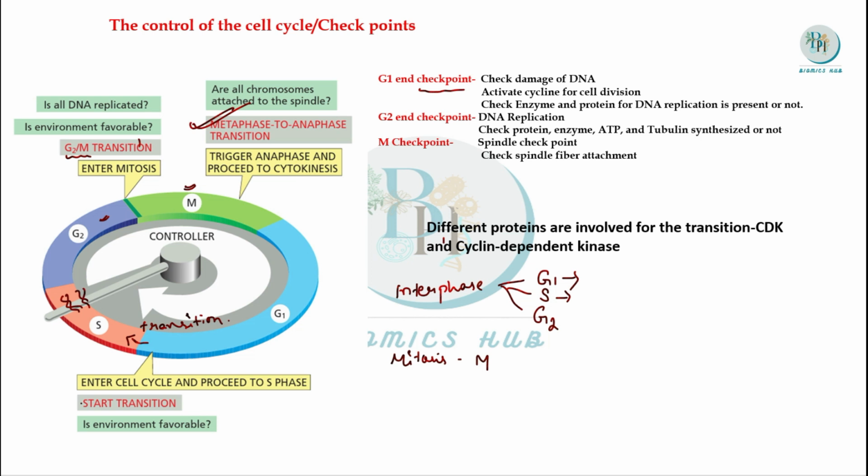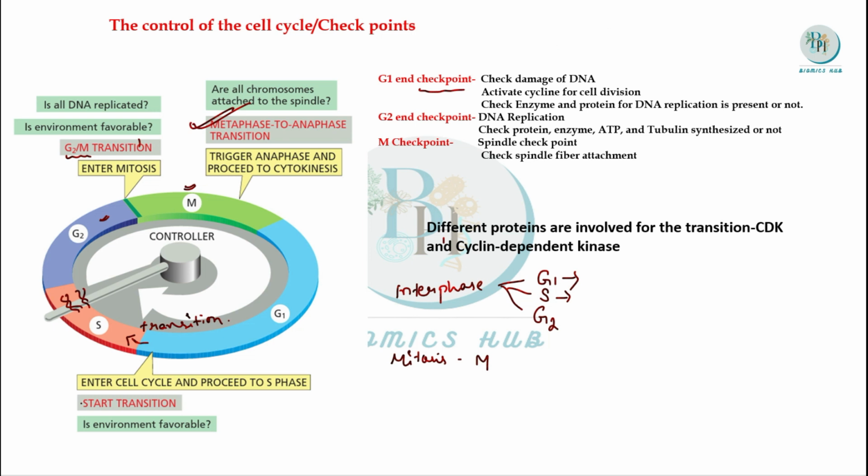What was the other thing? The other thing was the production of the proteins or enzymes which are required in the S phase. The G1 checkpoint checks whether all the proteins required in the S phase have been synthesized or not. This is the work of the G1 checkpoint.